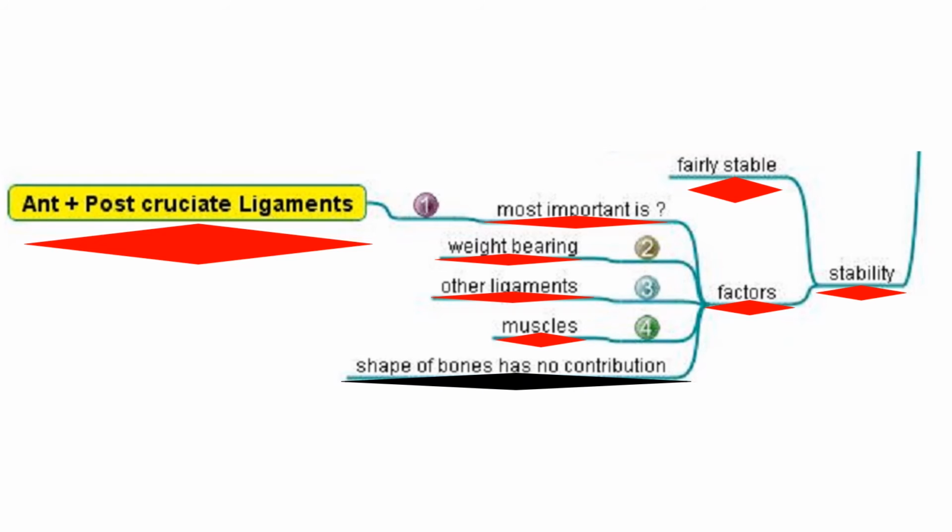But in the case of the knee, the shape of bones has no contribution to stability. The best example that we had about the factor of the shape of bones adding stability is that of the hip joint.